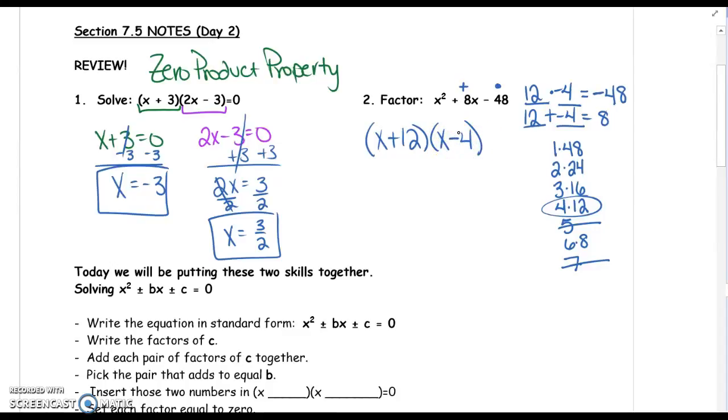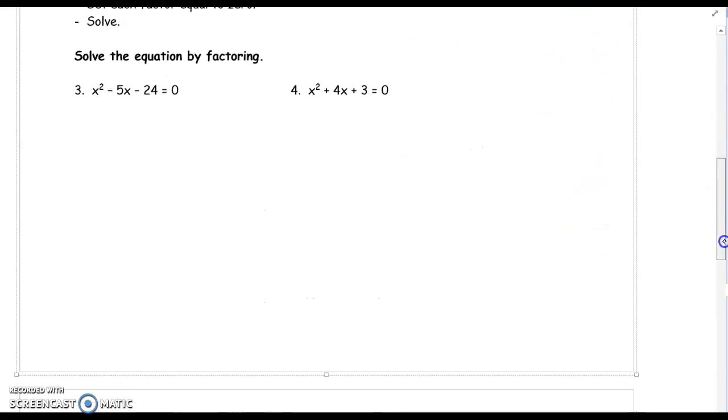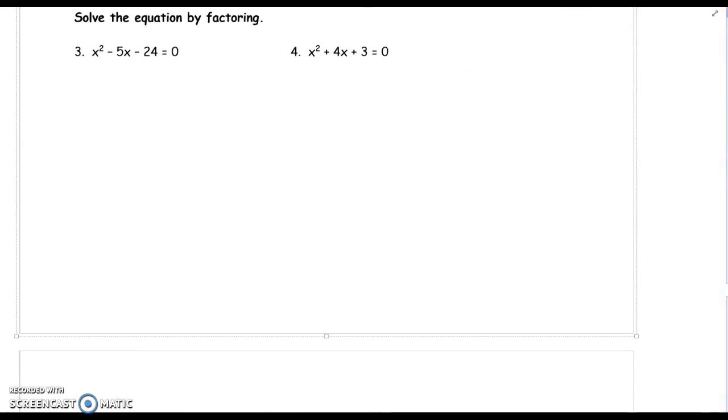Today what we're going to do is combine those two skills. So it's going to be an equation equals 0, but the left side is going to look like number 2. It's going to look like a problem that we have to factor. So we're going to factor the left side of the equation and then solve the equation just like we did in number 1. So we're just taking two skills that we've learned that we're fairly good at and smushing them together. So let's look at example 3, solve the equation by factoring.